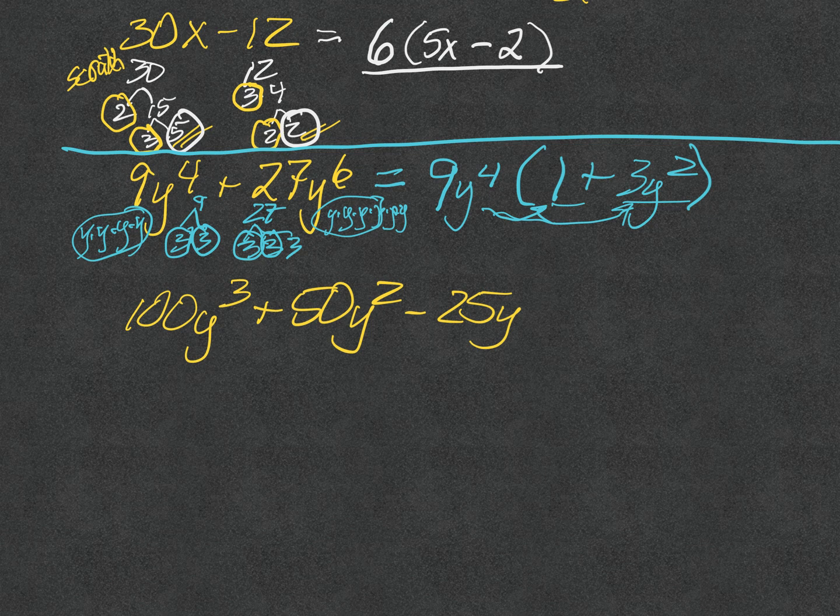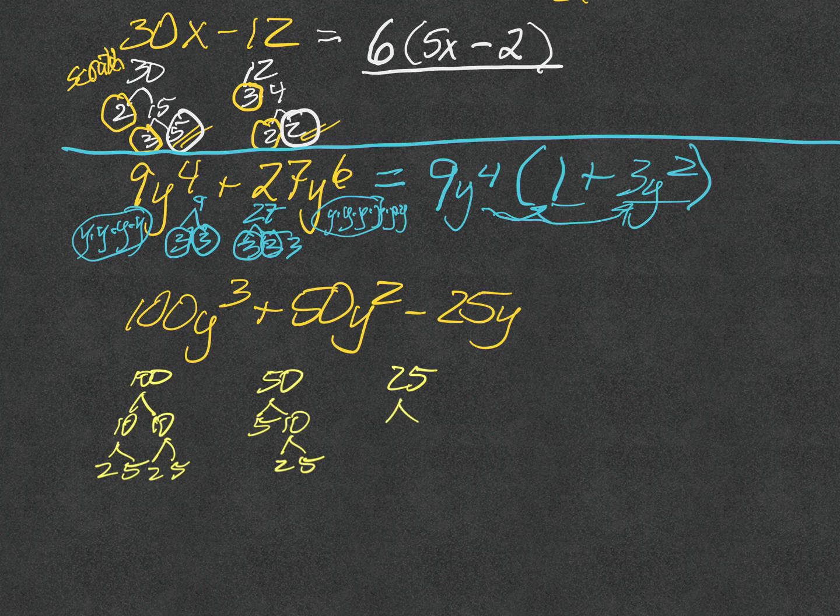All right. Now, if you get good at this, you don't have to break the numbers down. For instance, 100 is 10 times 10, and that's 2 times 5 and 2 times 5. 50 is 5 times 10, and 10 is 2 times 5, and 25 is 5 times 5. So what's in common between all of these? Well, it's the 5 times 5. So 25 is part of the greatest common factor. So we put 25.